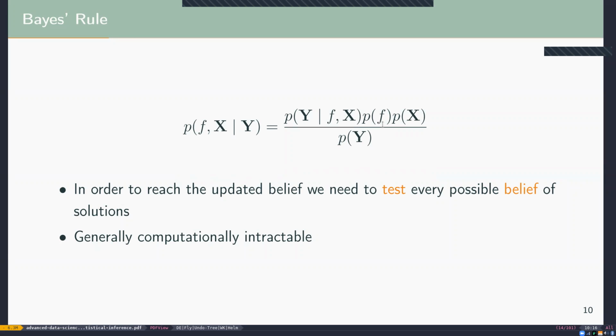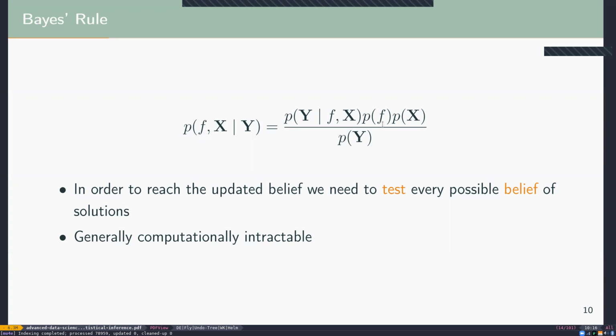It's the object that says, here's your data. Now here is what I think the x and the f should look like. Okay? So that means that the integral we had on the previous slide means that I need to test every possible function and every possible input location for that.